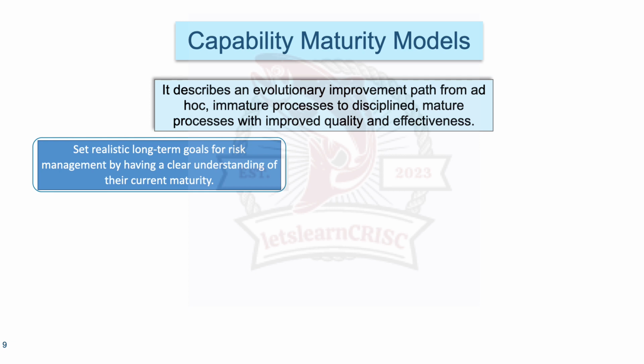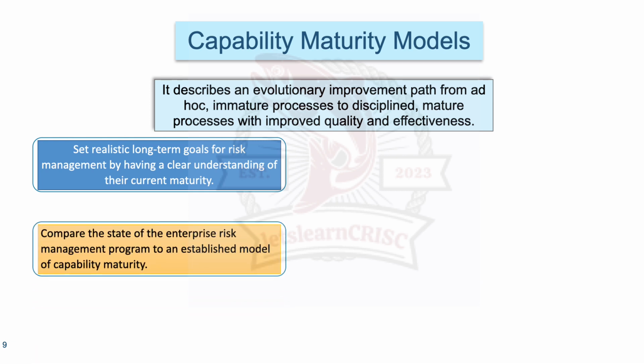Right? So the maturity model thus acts as a roadmap, providing a trajectory for advancement. Right? As the organization evolves along the maturity continuum, these goals can be adjusted and refined, ensuring a dynamic and responsive risk management strategy that aligns with the ever-changing landscape of risk and challenges.